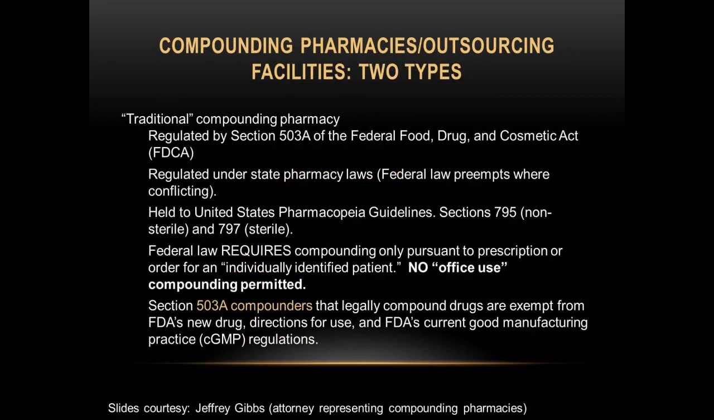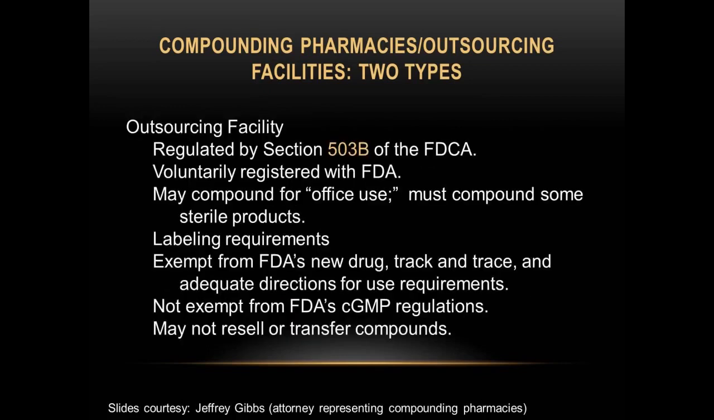They're held to a very high standard, and the federal law requires that the compounding is pursuant to a prescription or order for an individually identified patient. So these compounding pharmacies cannot produce office-use compounding drugs. That is, you can't produce a vial of Sclerosant and sell that to an individual. These compounders produce legally compounded drugs that are exempt from some of the FDA new drug rules, directions for use, and that sort of thing. Now, these are the outsourcing facilities, or the 503B.